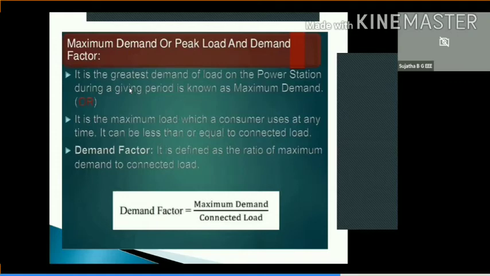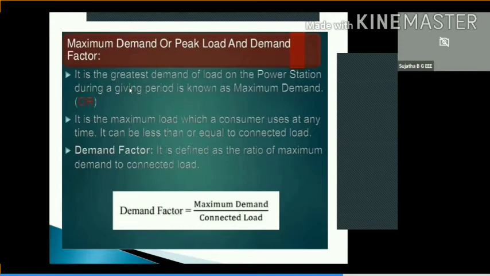So during a day, or during a given period, maybe for a month or a day, for 24 hours if you consider, the greatest demand on this power station is known as maximum demand. Or we can also define it as the maximum load which a consumer uses at any time. It can be less than or equal to the connected load.